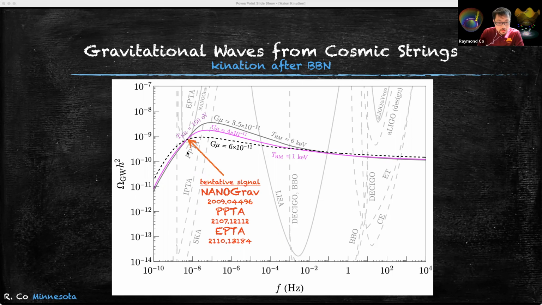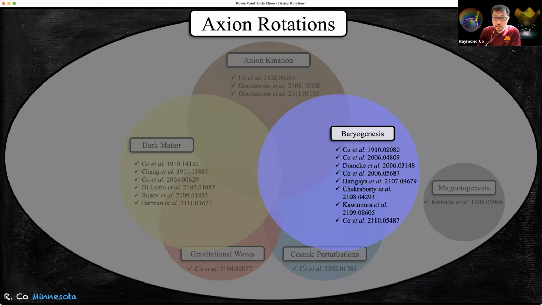Then with these choices, I will be able to, for example, explain the tentative signal in NANOGrav, PPTA, and EPTA, where they observe hints of gravitational wave events around nanohertz frequency and a strength of order 10 to the minus 9. And if we're able to measure experimentally the actual strength more accurately, we will be able to determine the string tension. And if you can measure the spectral tilt very precisely, then we will be able to distinguish our scenario from the conventional prediction of radiation domination. And again, this is extremely unique to axion rotation because this has to happen after BBN and before CMB. To my knowledge, there are no other ways to realize this enhanced Hubble scale after BBN and before CMB other than this axion rotation. Okay, so that's the discussion I want to have for gravitational waves.